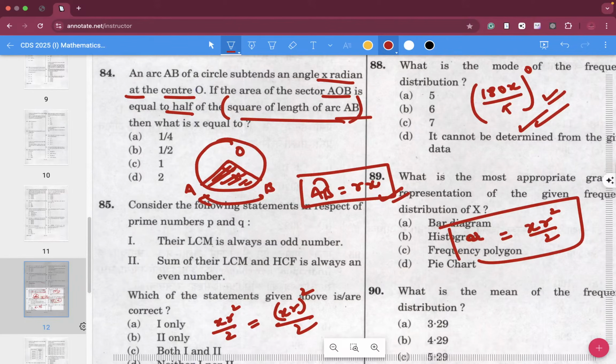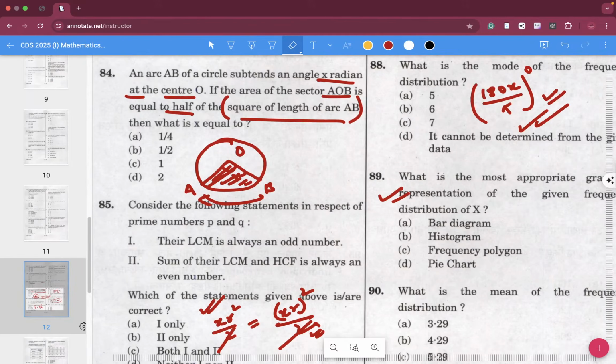If the area of the sector AOB is equal to half of the square of the length of arc AB, the length of arc here is x into r, so (xr) whole square divided by 2, right? Is that what you have? So now these two will go off, and we just have to do some simple calculation over here.